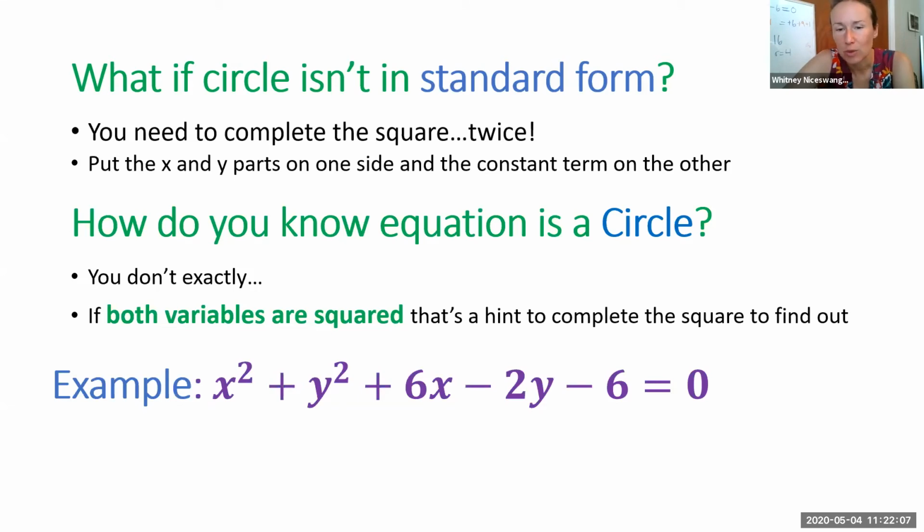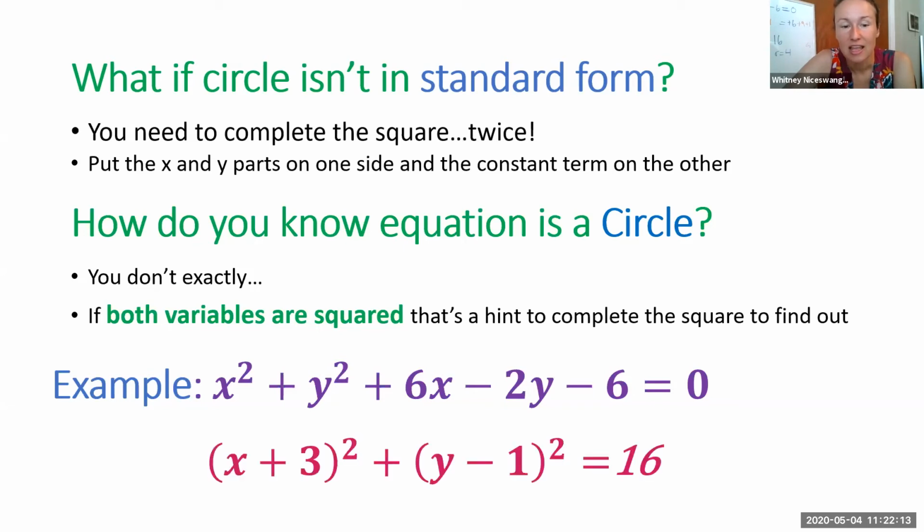Here was our example. Everything was all on one side. We reorganized it, completed the square, and it looks like this. From here, we could see our center was at -3, 1, and our radius was 4, and we were able to graph that circle. Again, your textbook has some other examples where the square is completed, where the center is at 0. Those are good places to start and to look at those circles.